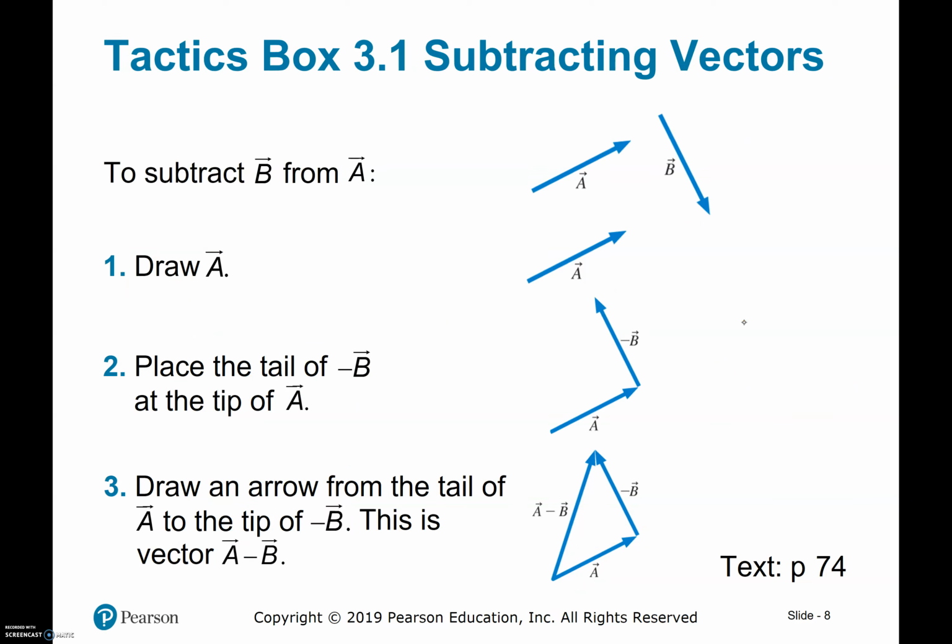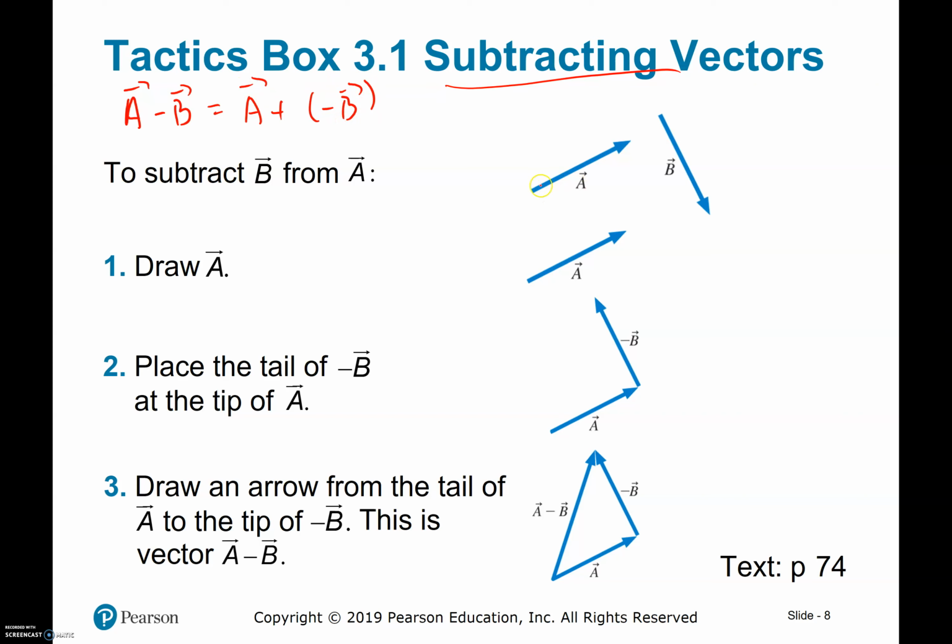So another thing that we need to do is subtract vectors. How do we do that? This is a tricky one, but the way we're going to think of that is A minus B is going to be equal to adding this, right? So all we need to do is change the direction of B.